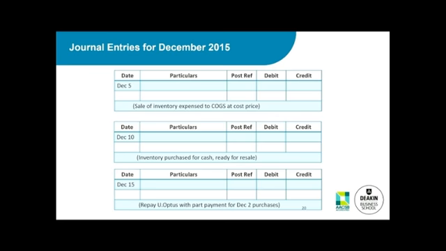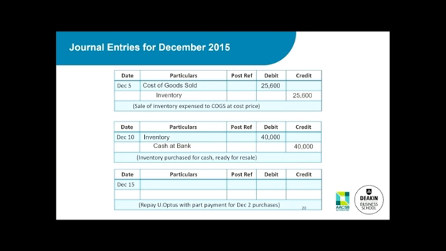Right, on the 5th, we know that the inventory cost us 25,600. So our cost of goods sold goes up because the inventory has been sold, and we reduce the inventory on hand. On the 10th of December, we purchased some inventory for cash. So the asset inventory goes up, so we debit it, and our bank account goes down, so we credit it.